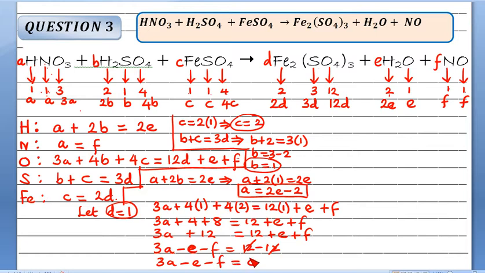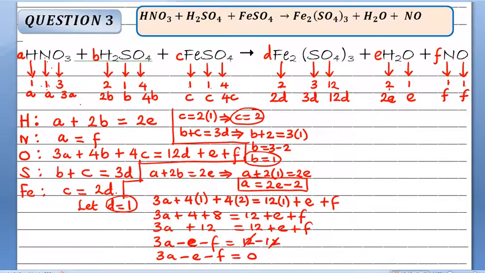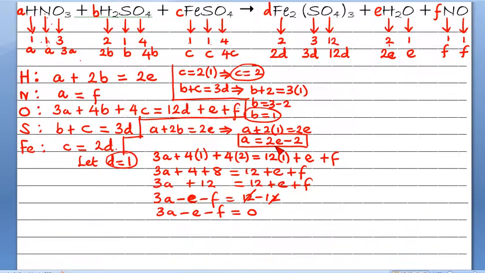Good. Now, what is our A? Our A is 2E minus 2. So I will put A to be 2E minus 2. Then minus E, this E, then minus F. Our F is A. You know F is A. Look at it here. A is F. So we put A.